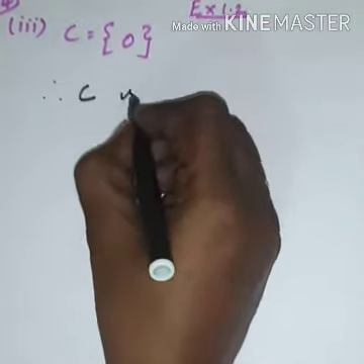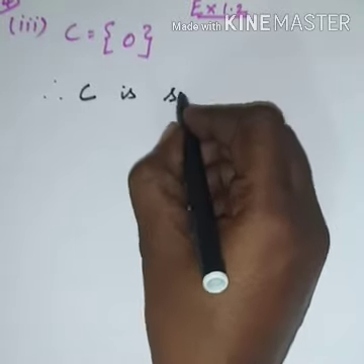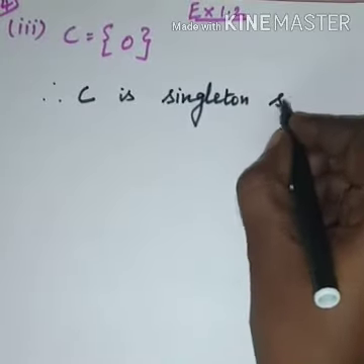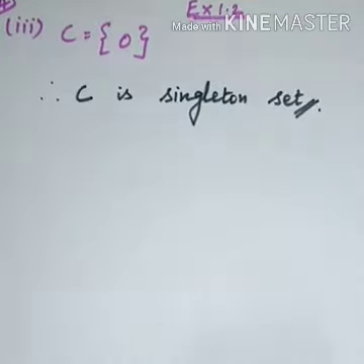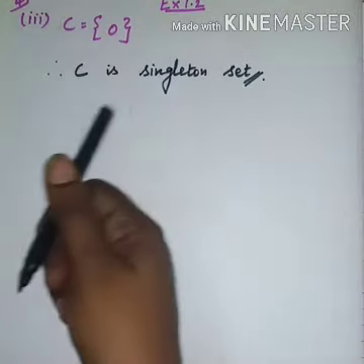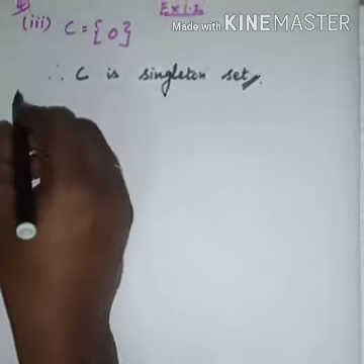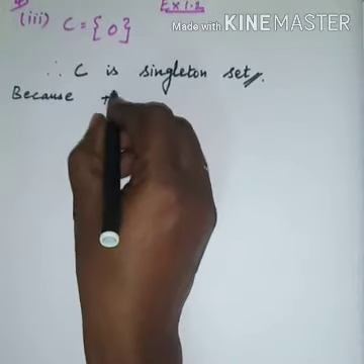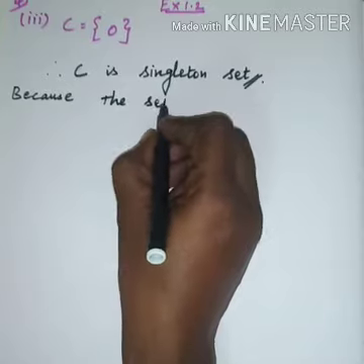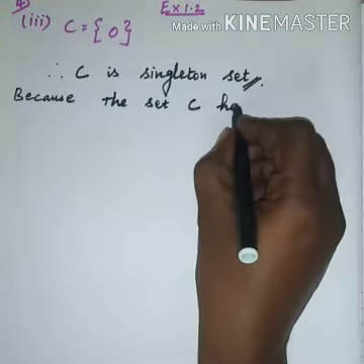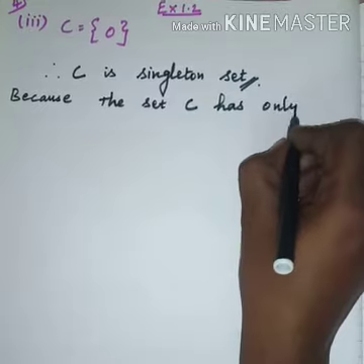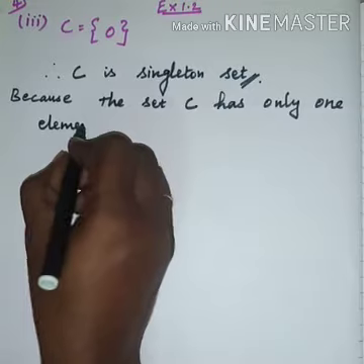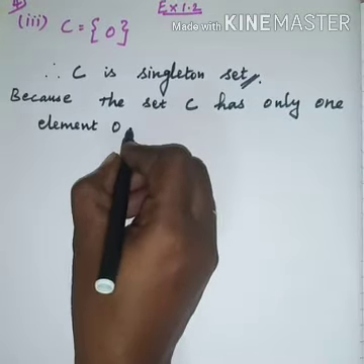Therefore C is a singleton set, because the set C has only one element, 0.